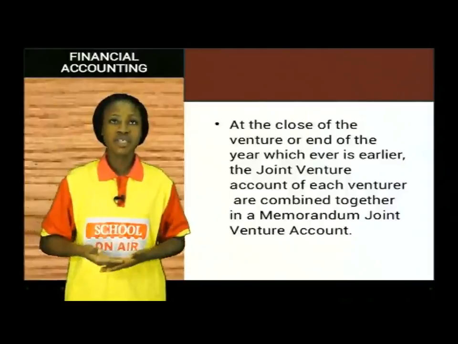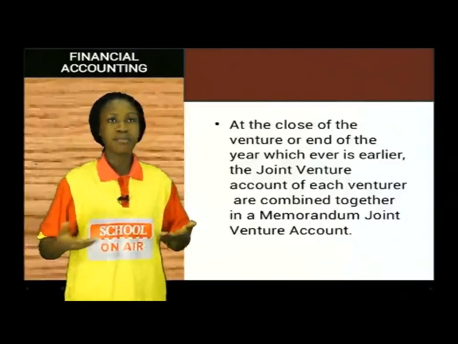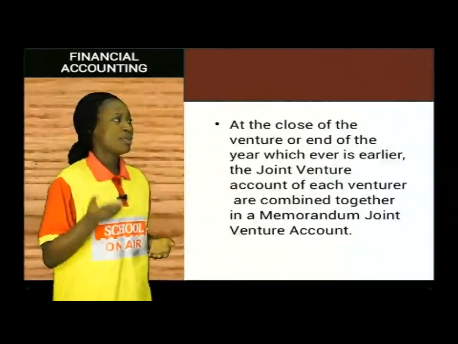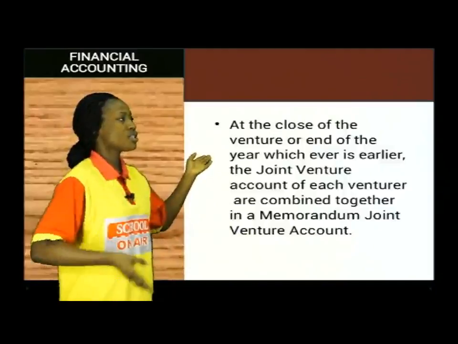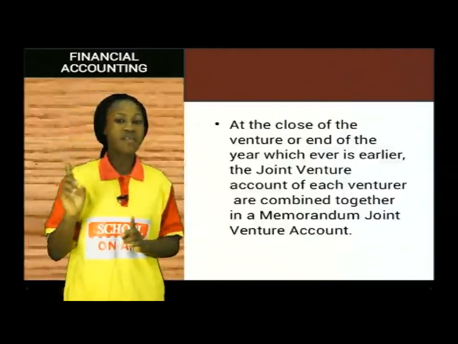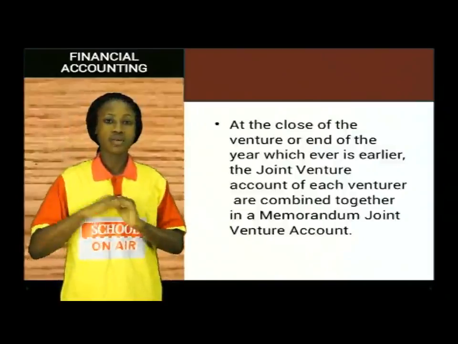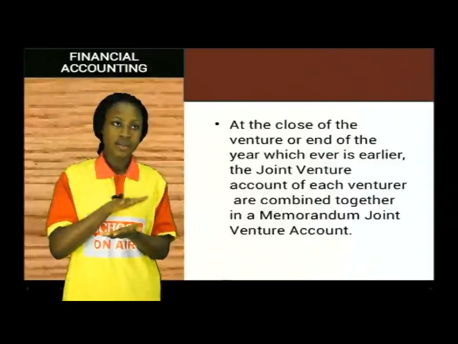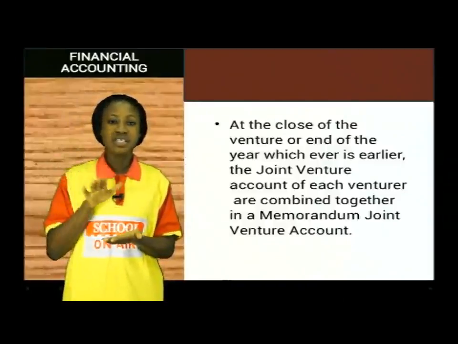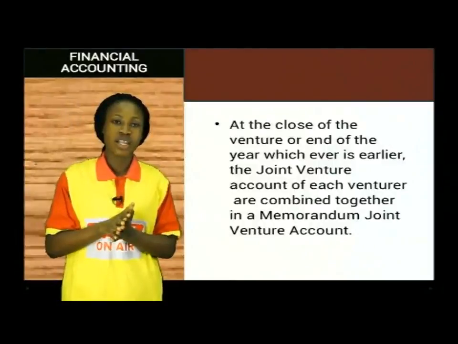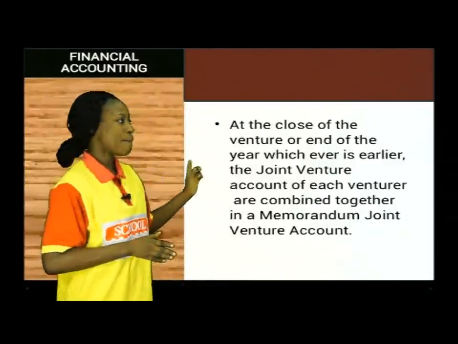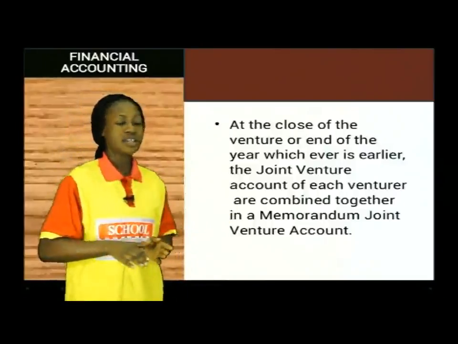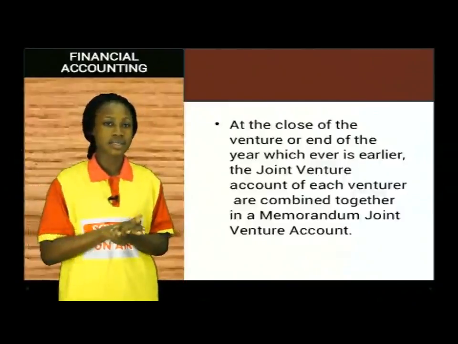Maybe during the course of the business, in the middle of the month, maybe May, the business has to come to an end. It means you are going to prepare an account. What I'm saying here is that at the close of the venture or end of the year, whichever is earlier, this joint venture account is combined together. That is Mr. A's account and Mr. B's account. We're going to bring these two together to form what we call our memorandum joint venture account.